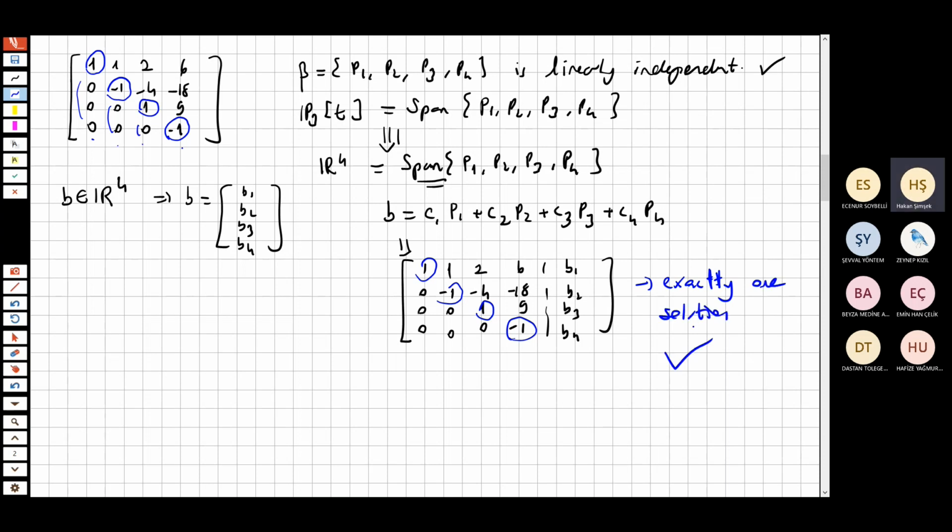Therefore, there is no problem for the second condition. So it is a basis. Beta is a basis. And the dimension of the polynomial space, that's why, is equal to 4. Okay?